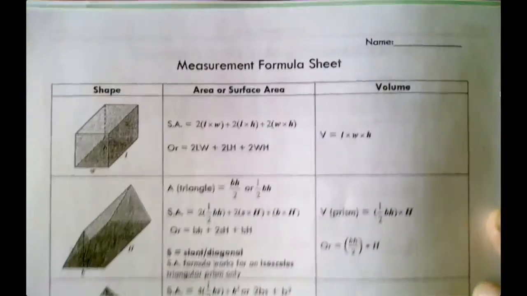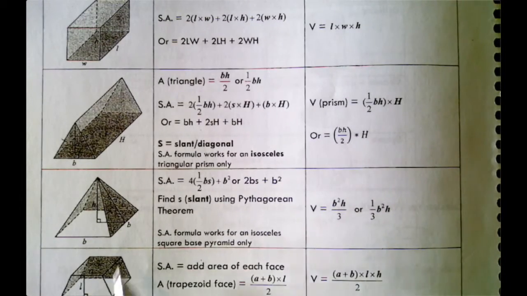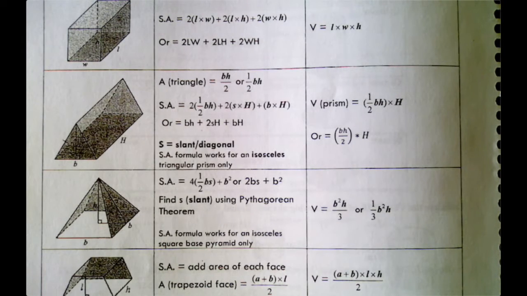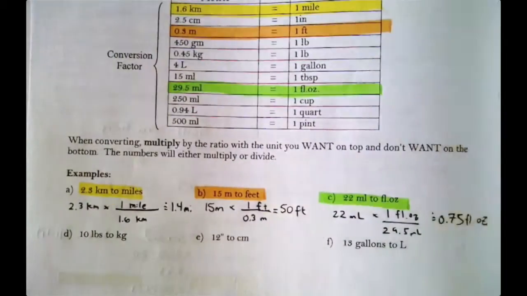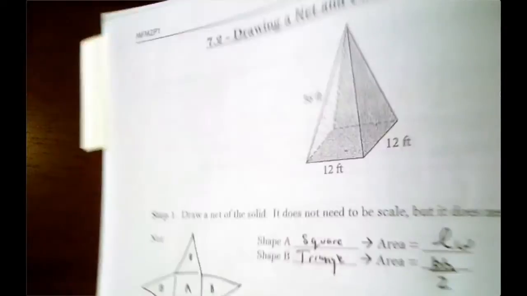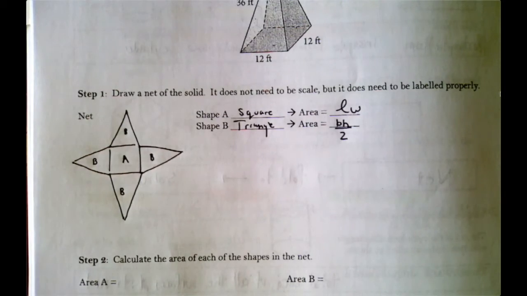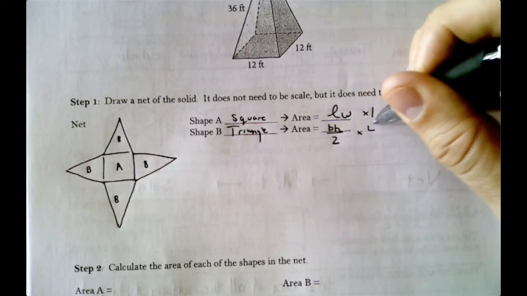we have this page, measurement and formula sheet. And if we go look, here's our square base pyramid. So all the calculations or all the equations you would need are right there. Okay, so let's flip back. All right, so we've got the area of the square, area of the triangle, and there's only one square, but there are 4 triangles.